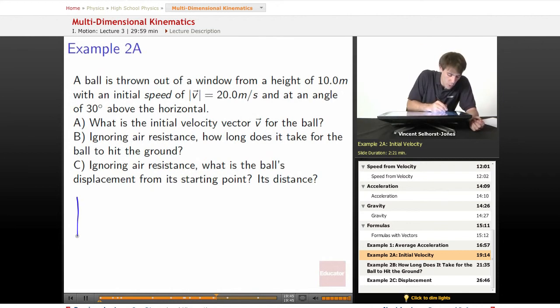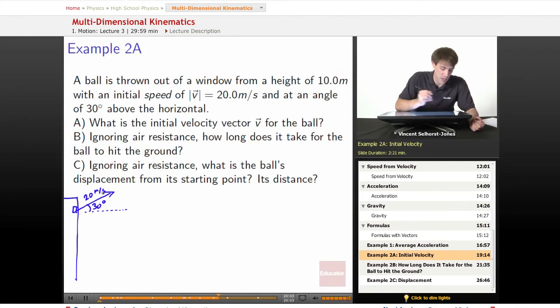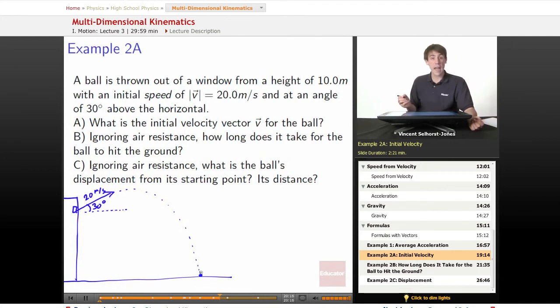Okay, so we've got some building, right? And here's the building, and it's got some window, and somebody throws a ball out of that window. And we know if we were to set a horizontal straight line, this is going to be an angle of 30 degrees, and this ball comes out at 20 meters per second. So down here is the ground, and as time goes on, the ball is going to fly forward, and then gravity is going to take more and more of a share of its velocity, and it's going to eventually land and hit the ground somewhere.